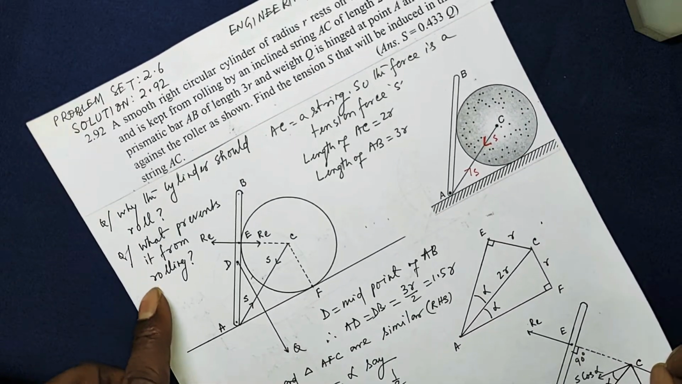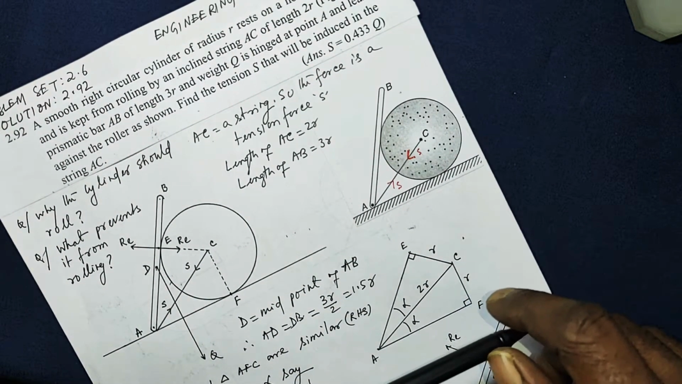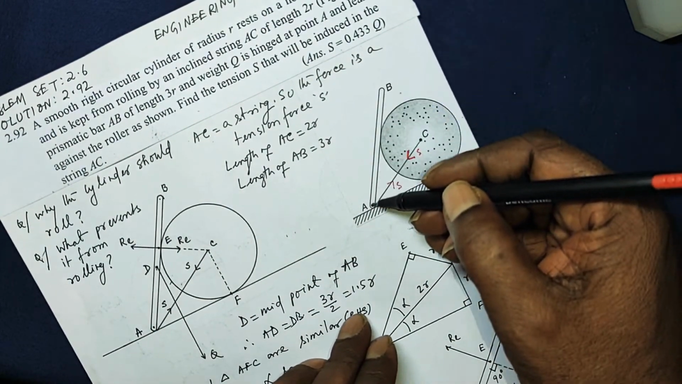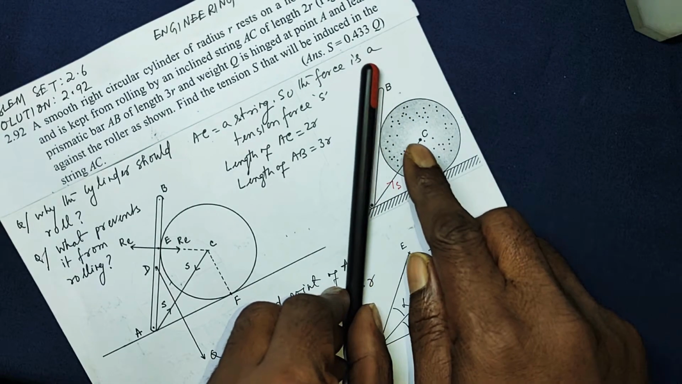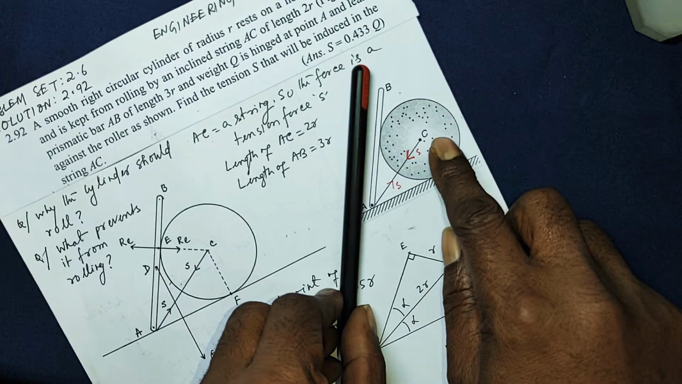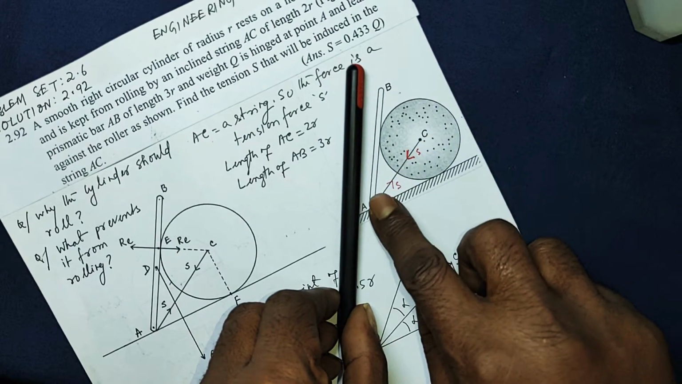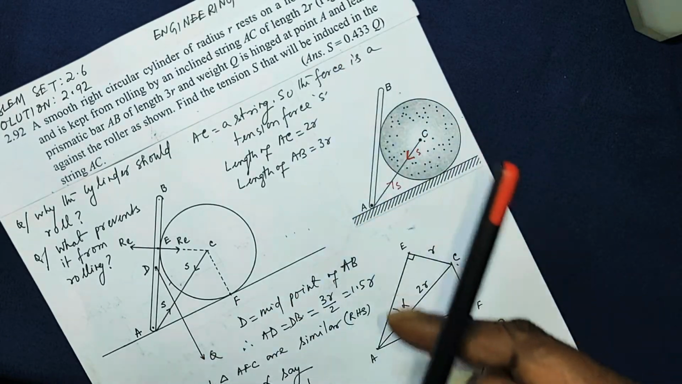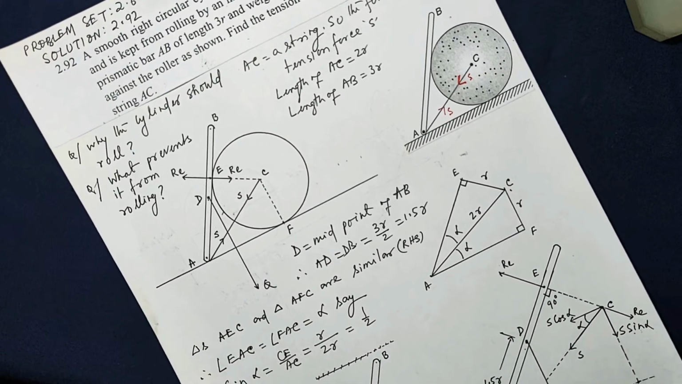Now, what prevents it from rolling is the tension in the string. Let me once again explain. This prismatic bar has a weight W. Since it is tilted like this, it will apply some force on the circular cylinder, due to which it will start rolling to this side. And the string, due to the tension S, will hold it back. Now, I have redrawn the diagram for you again.